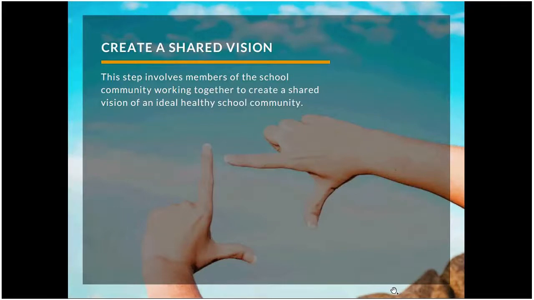This step involves members of the school community working together to create a vision of an ideal, healthy school community. A vision should be created by all those involved in the school community: staff, students, parents, and other community members. This ensures that all involved have a chance to contribute and are more likely to feel committed to achieving the vision. Once the vision has been developed, demonstrating commitment to this vision is important. One way this could be accomplished is by displaying the vision in a prominent location in the school.